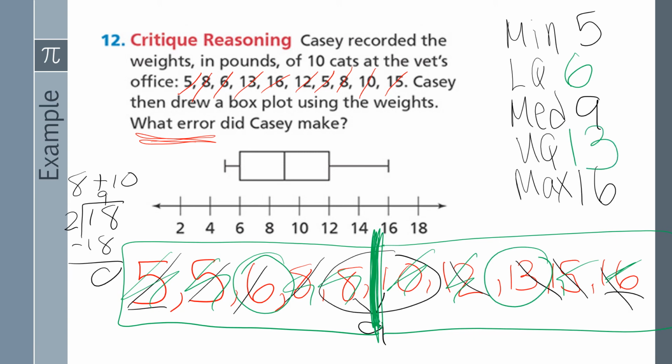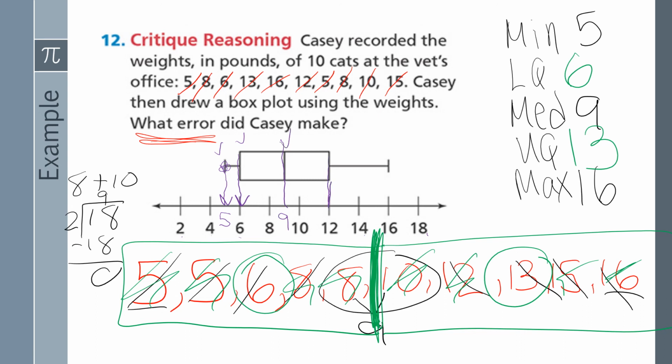So let's see what he plotted. It goes by 2s: 2, 4, 6, 8, 10, 12, 14, 16, 18. So if it's an odd number, it should be in between the 2 even numbers. So my minimum, is this represented by 5? Should 5 be here? Yes, so the minimum's good. My lower quartile is 6. Well, this would be my lower quartile. Yes, it lines up with 6, so that's good. My median, this is my median right here. Does my median line up with the 9? Yes.